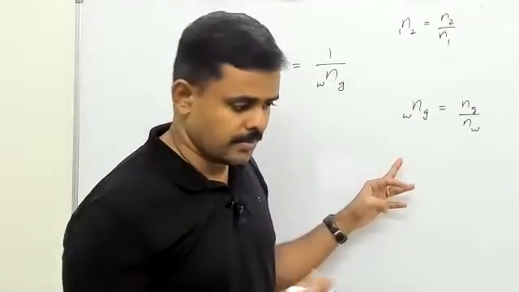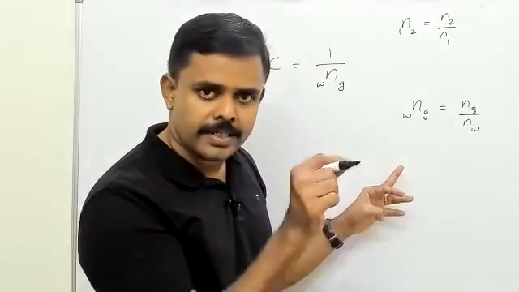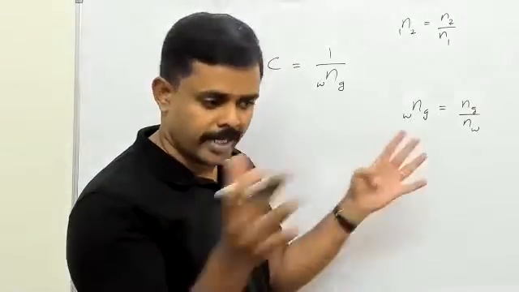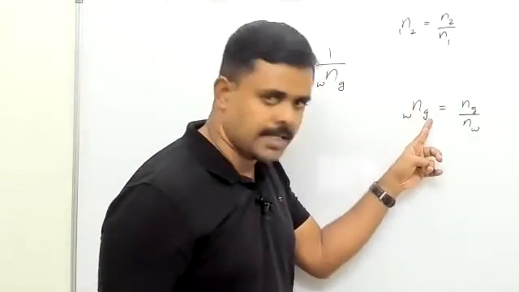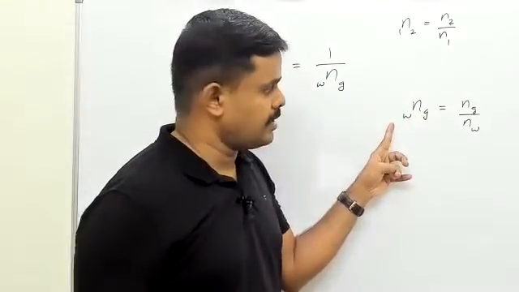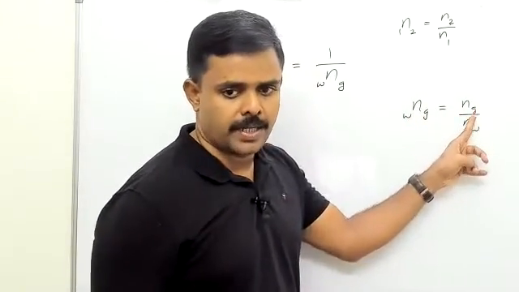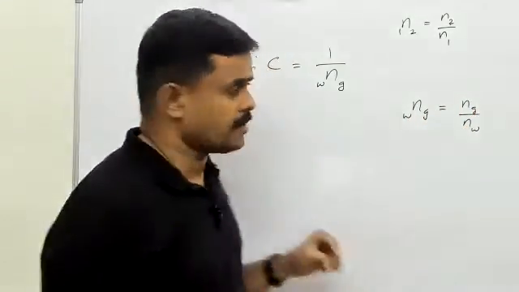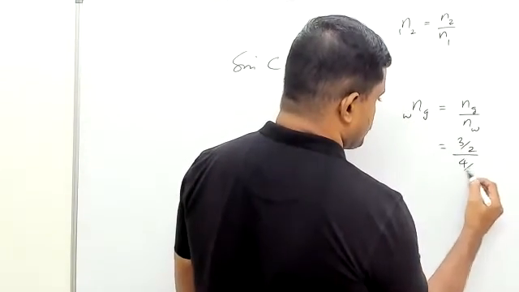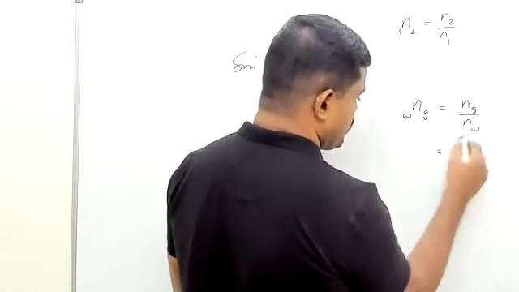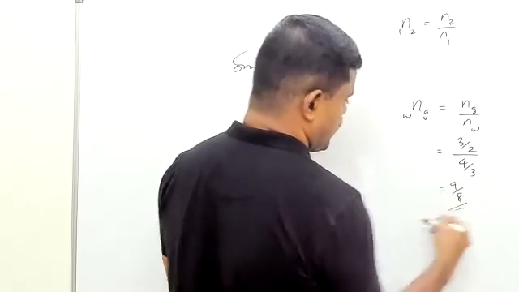Why should I see this? Because they have said that it is going from glass to water. The media are non-air media. Refractive index of glass with respect to water is refractive index of glass by refractive index of water. So glass's refractive index is 3 by 2, water is 4 by 3. Take it over to numerator, that makes it 9 by 8.